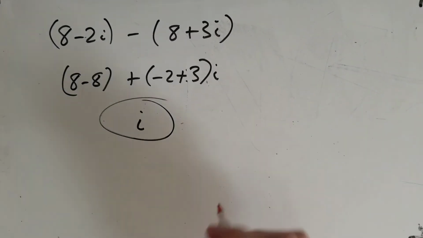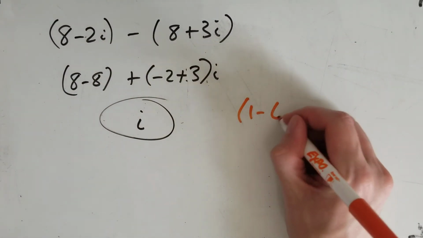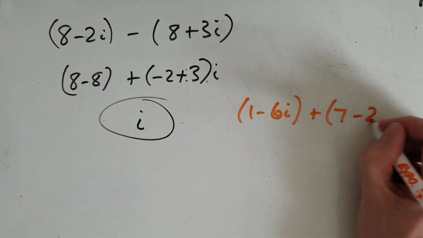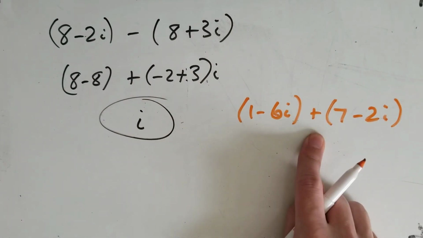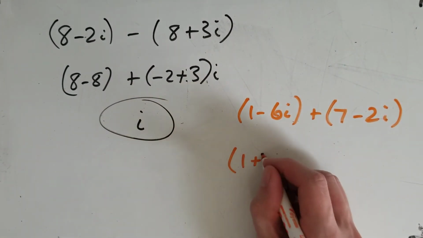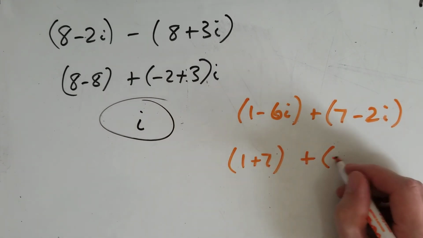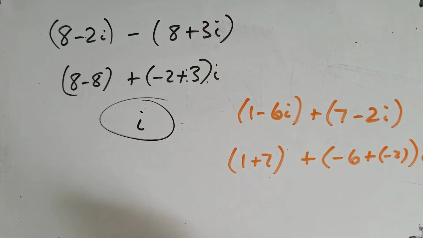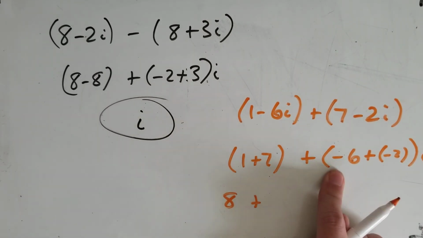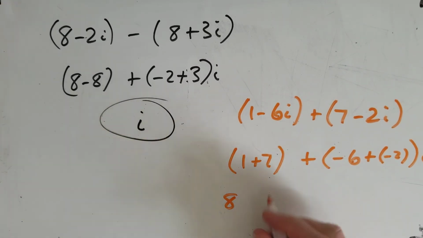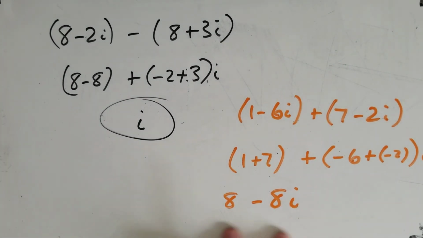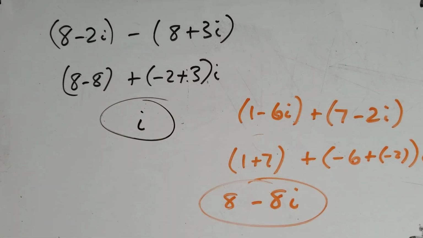And lastly, we have 1 minus 6i. We are adding 7 minus 2i. So we're adding, so let's go ahead and do 1 plus 7. And then we're going to end up with negative 6. You're adding negative 2, so plus negative 2. Have that i at the end. 1 plus 7 is 8. Negative 6 plus negative 2 is negative 8, so minus 8. And you'll have the i. So your real part is 8, and your imaginary part is negative 8. And this is the sum of those two complex numbers.